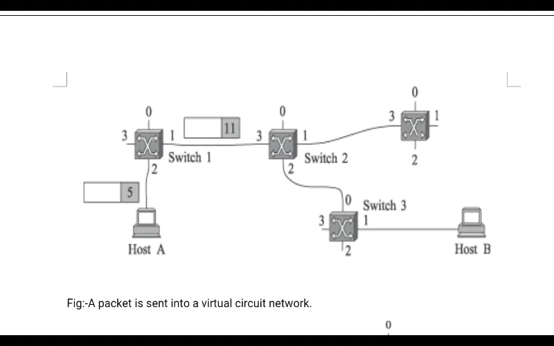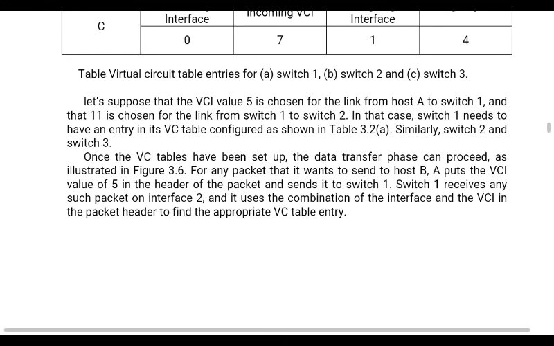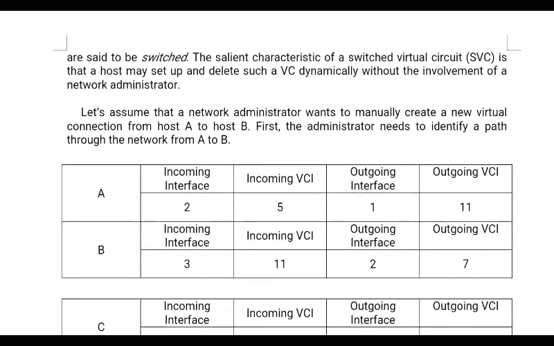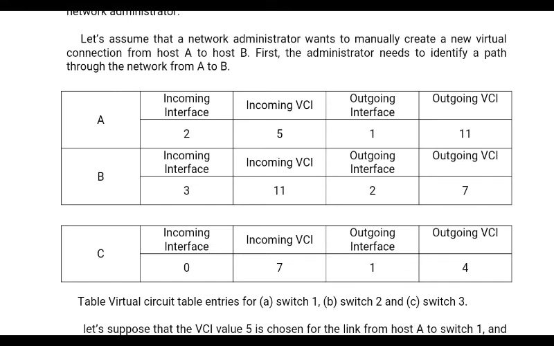So before forwarding that, what is it going to do? It is going to update the outgoing VCI as 11 in the header of that packet. Is it clear? That is, on port number 1 this packet has to be forwarded outside. The outgoing interface is 1, and before transmitting, it is going to set the outgoing VCI as 11.